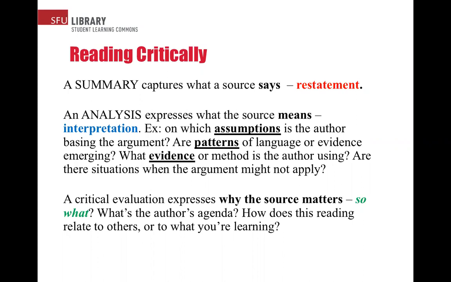So a critical evaluation expresses why the source matters. We then talk about the so what. What's the author's agenda? How does this reading relate to others or to what you're learning? So your assignments are asking you to do this kind of interpretation of the text that you're reading and to make connections between them. So think about, what do all of the articles you've read collectively suggest about the topic or the state of research in this field? Which questions seem relatively settled already, but which questions remain? And what ones are under considerable debate by scholars?